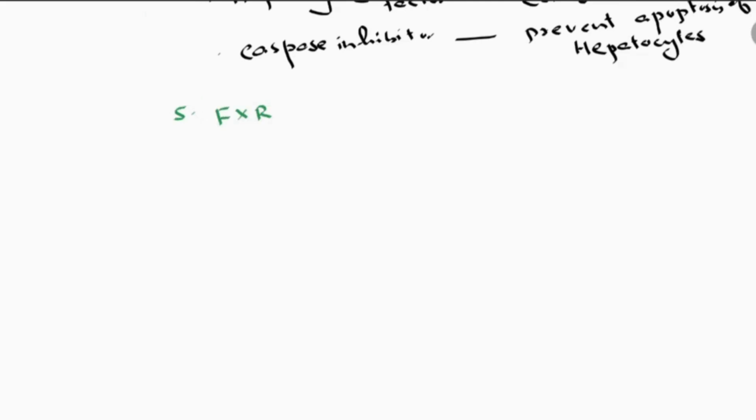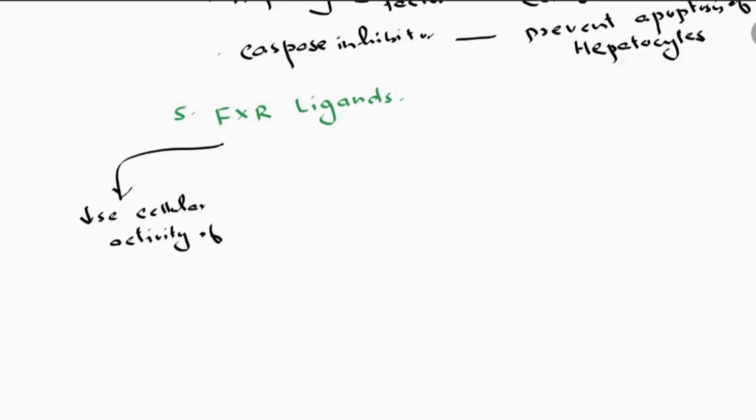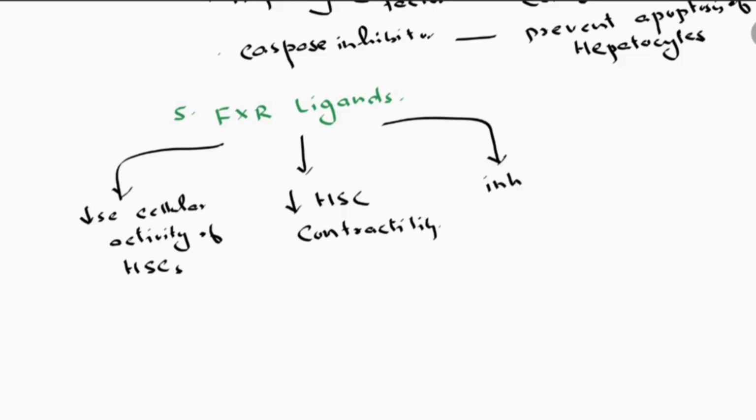Number 5, FXR ligands. These FXR ligands decrease cellular activity of hepatic stellate cells, and they decrease hepatic stellate cell contractility. They also inhibit TIMP1 expression in hepatic stellate cells.